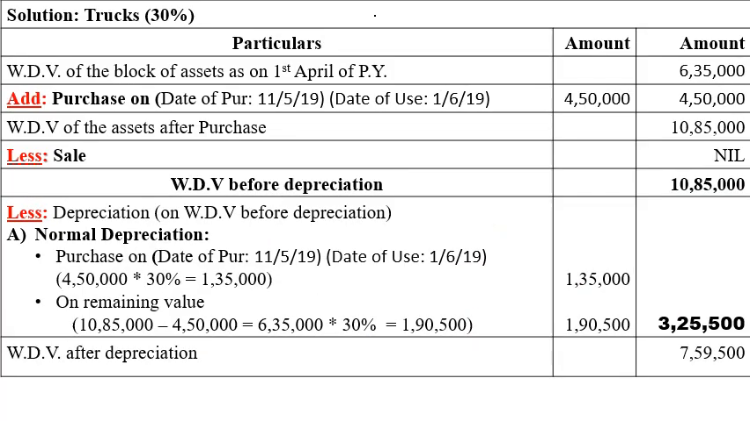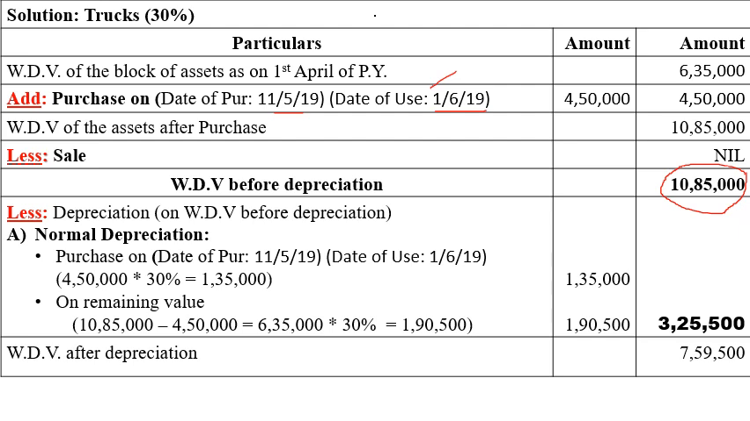Next block of asset is a truck. 30% rate of depreciation, written down value 6 lakh 35,000, and there was a purchase in the month of May 2019 which was used from 1st June 2019. So we have to consider date of use. The cost was 4 lakh 50,000 and no sales. So written down value before depreciation is 10 lakh 85,000. So we have to calculate depreciation. Only normal depreciation is applicable.